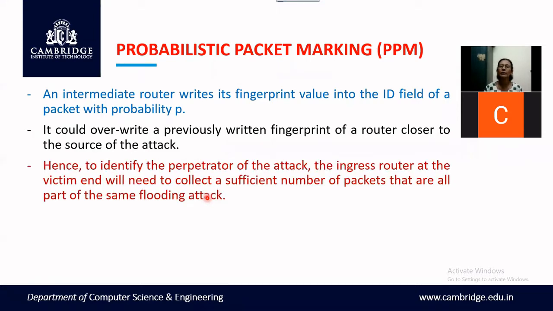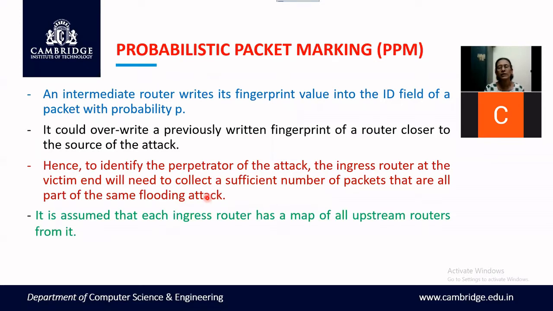Hence, to identify the perpetrator of the attack, the ingress router at the victim end will need to collect a sufficient number of packets that are all part of the same flooding attack. It is assumed that each ingress router has a map of all the upstream routers from it.